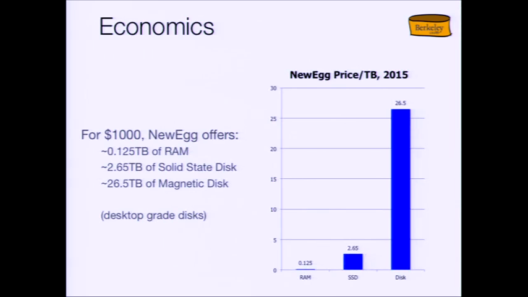So I went on the Newegg.com website last night just to get some prices: what do you get for $1,000 at Newegg? You can get like an eighth of a terabyte of RAM for $1,000, which is actually kind of crazy. You can get 2.65 terabytes of solid-state disk, which is flash, okay? Or you can get 26.5 terabytes of magnetic disk. So you can see there are orders of magnitude here, right? Magnetic disk is still an order of magnitude cheaper than flash.